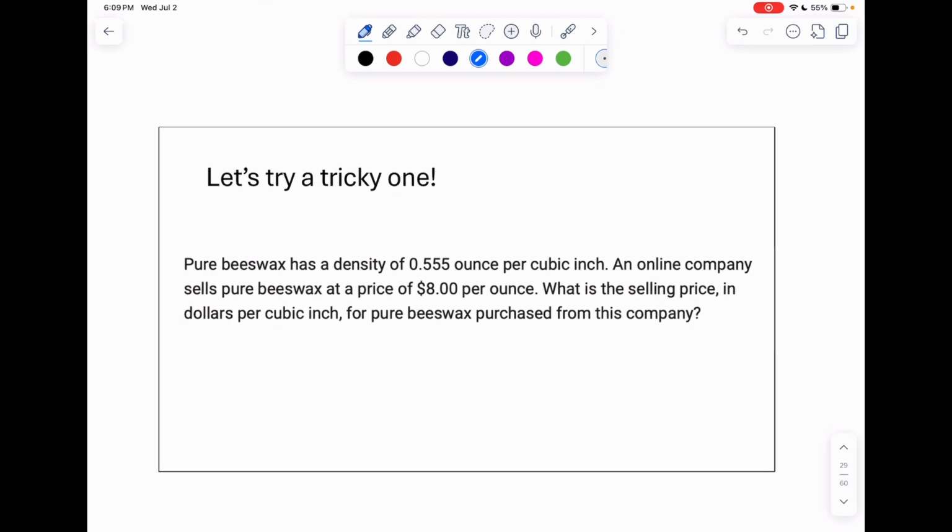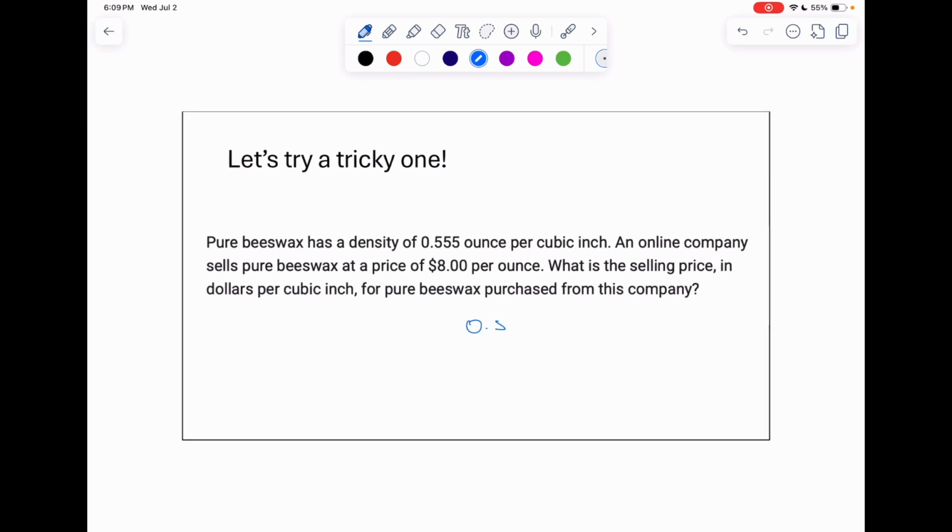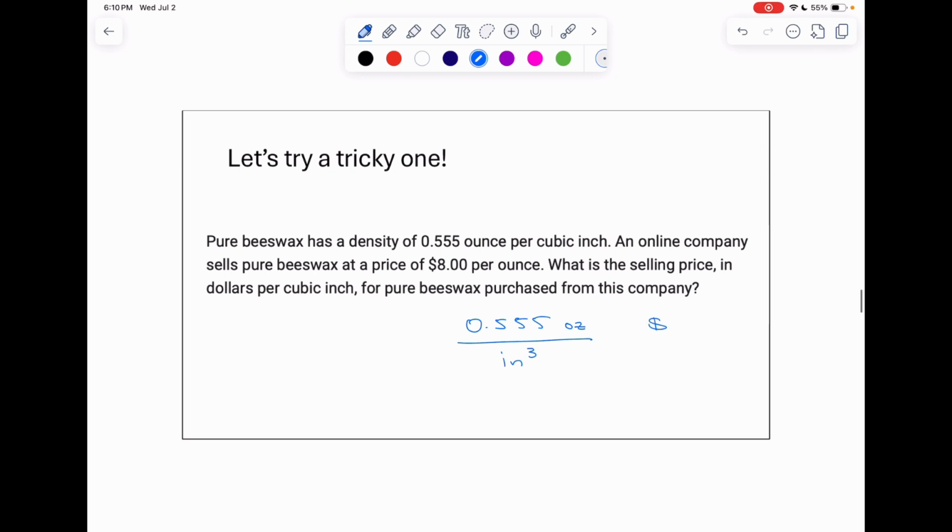So let's try another one. Pure beeswax has a density of 0.555 ounces per inches cubed. It says cubic inch, but remember, inches cubed. An online company sells pure beeswax at a price of $8 per 1 ounce. What is the selling price in dollars per cubic inch for pure beeswax from this company?